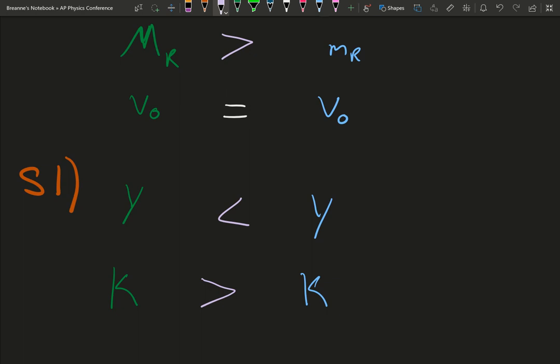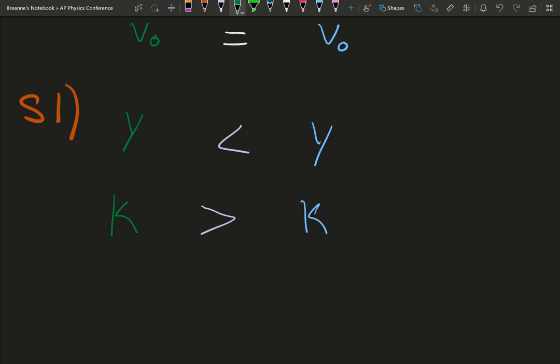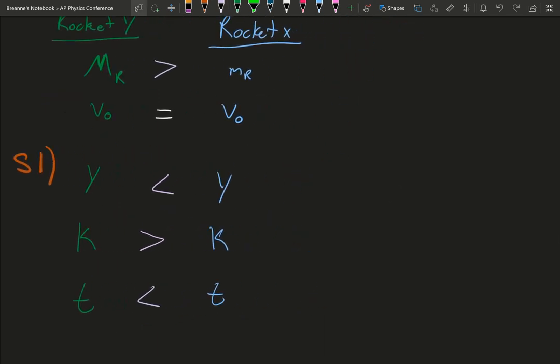Because rocket Y will have a smaller maximum vertical displacement than rocket X, I predict that it will take less time for rocket Y to reach the ground compared to rocket X. So now they're saying that rocket Y will have less time than rocket X. So we need to check to see if this is right. So we're going to look at the height, we're going to look at the kinetic energy, and then we're going to look at the time.